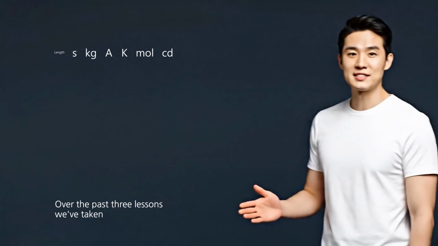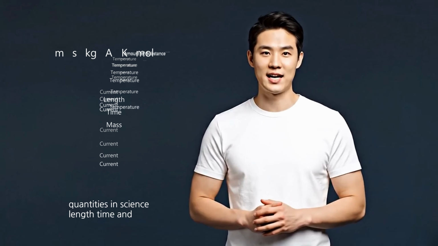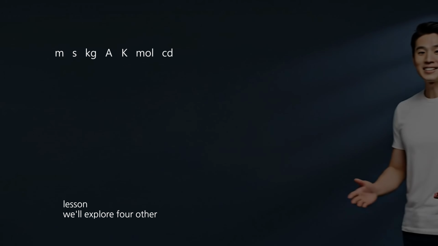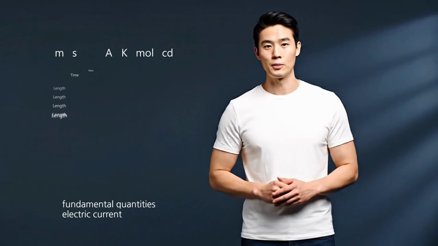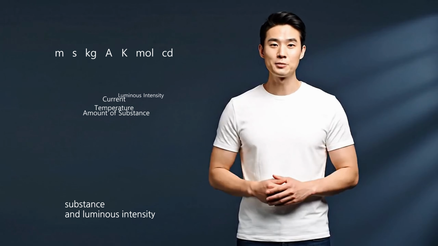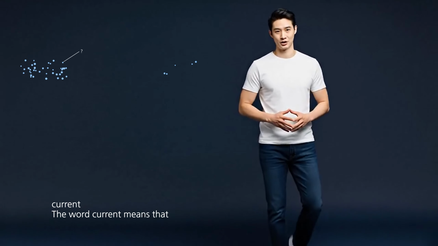Over the past 3 lessons, we've taken a close look at how the 3 most fundamental quantities in science, length, time, and mass, are defined. In this lesson, we'll explore 4 other fundamental quantities: electric current, temperature, amount of substance, and luminous intensity. Now let's begin with electric current.